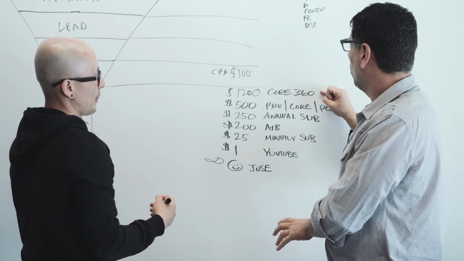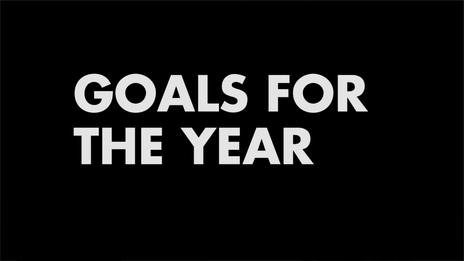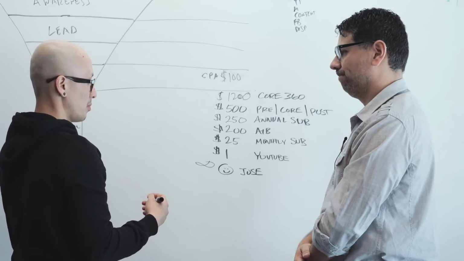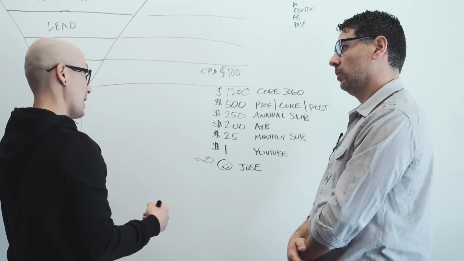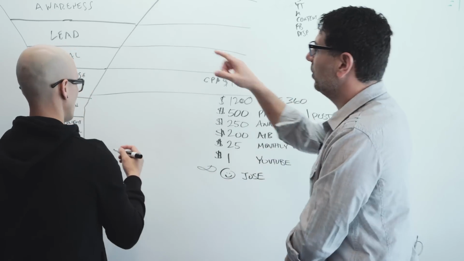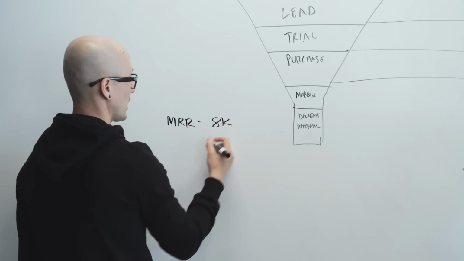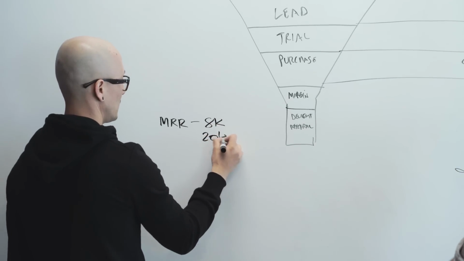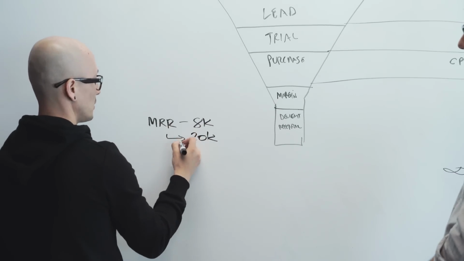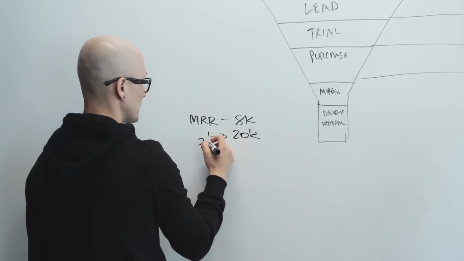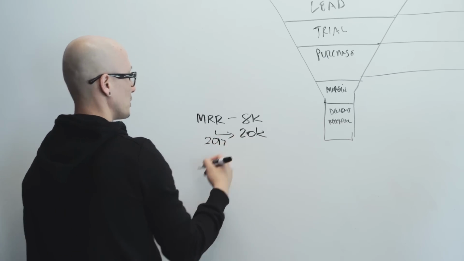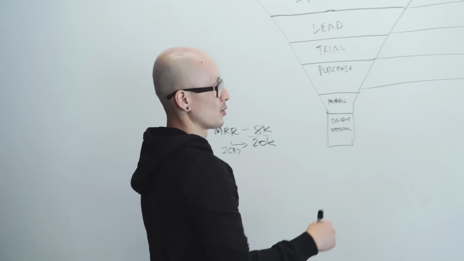So what are your goals for this year? To increase our monthly recurring revenue. Right now we're doing about 8K. Okay, write that down. So per month, monthly recurring revenue, MRR, is about 8K right now. Okay, we want to get to 20K. Oh, okay. That's triple. So by the end of 2017, we need to get to 20K. Okay. So what else? What's the next step?